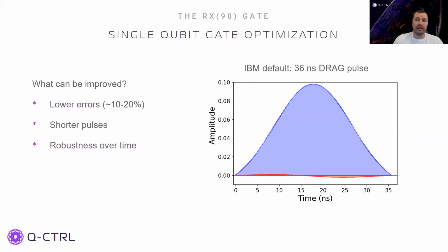Unlike with 2-qubit gates, the performance of the default RX90 is not far from the T1 limit. So what can be improved? We can still achieve some improvement in the performance and make it even closer to the T1 limit. We can also look for shorter pulses without degrading the performance, and we can also look for robustness over time, which may obviate the need for daily calibrations.